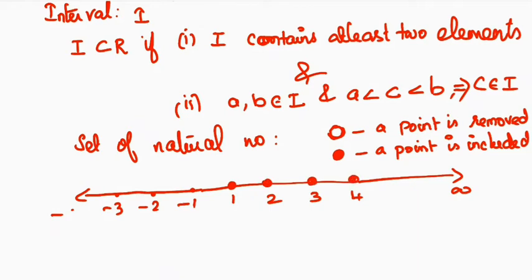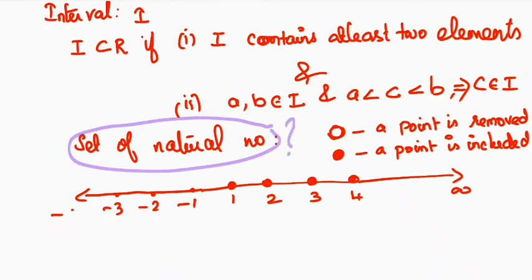I'll take this alone. Now what we are going to do is check whether the set of natural numbers is an interval or not. Interval means any interval is a subset of the real numbers. Yes, of course, the natural numbers are a subset of the real numbers. It contains at least two elements.